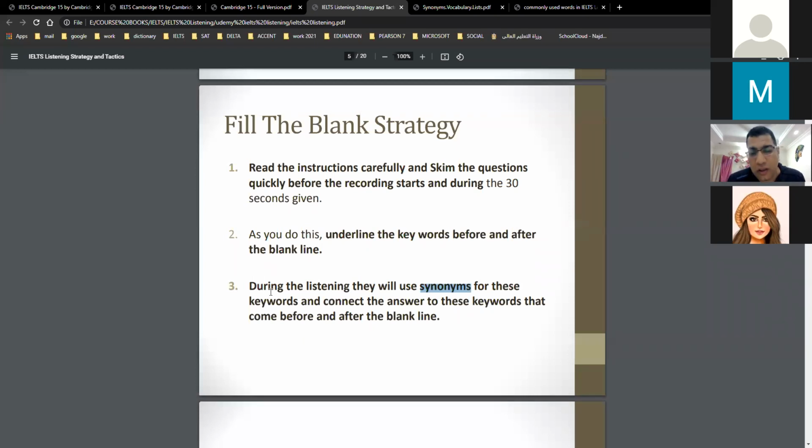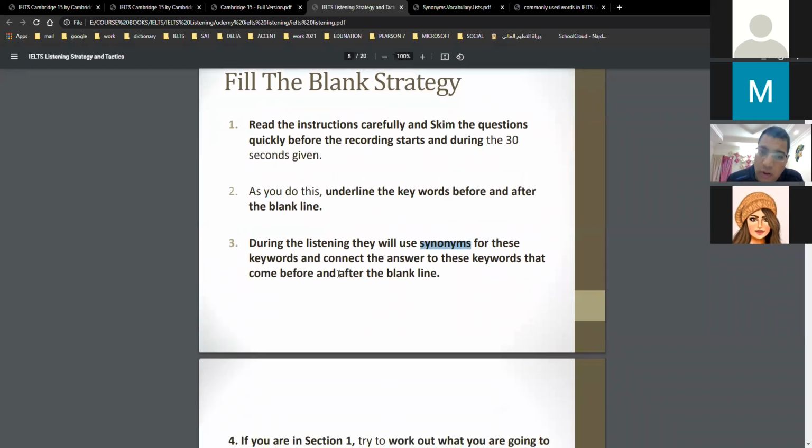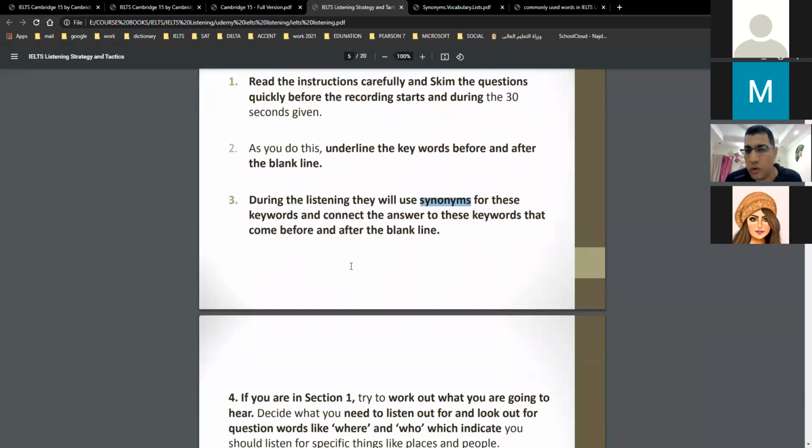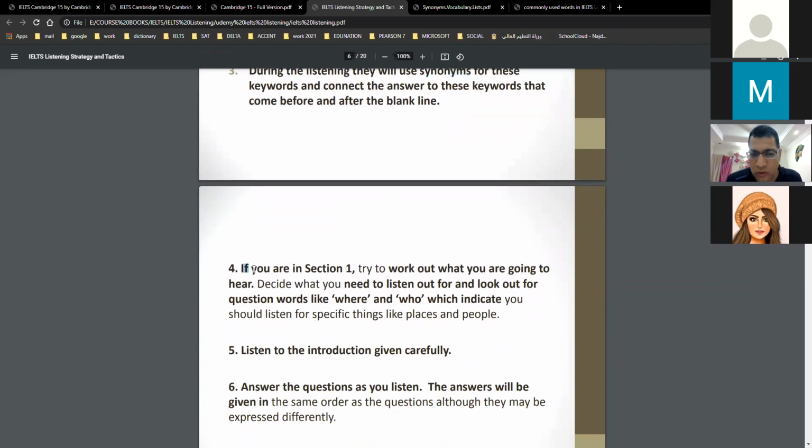So during the listening, they will use synonyms for these keywords and connect the answer to these keywords that come before and after the blank line. That's why, guys, I asked you to underline these keywords before and after the blank line. Let's move on to number 4.